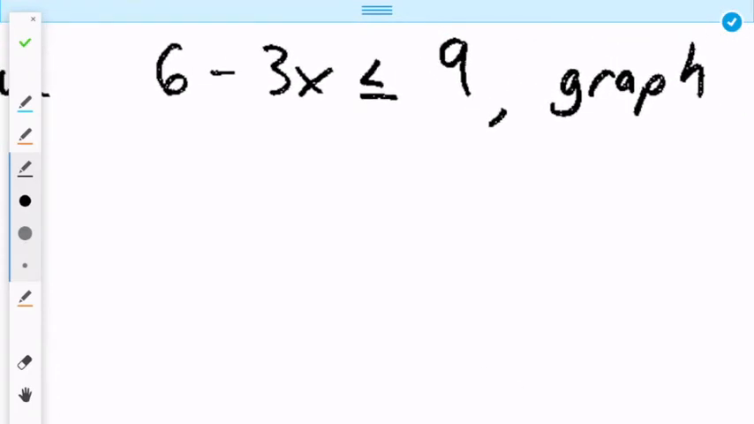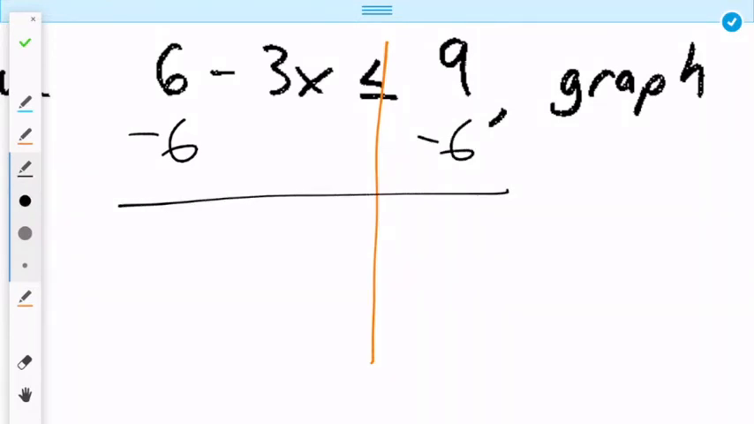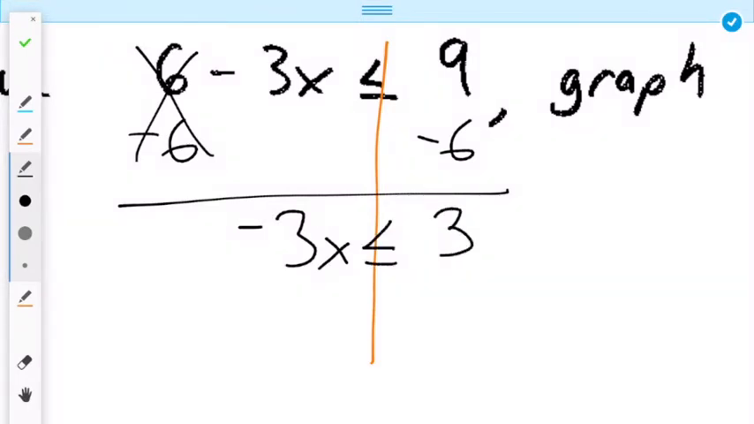Addition or subtraction? This is being added, so this is addition. So I'm going to subtract 6 from both sides to undo that. Now, this minus sign is still part of this 3x, so I want to keep it with it. And 9 minus 6 is 3. Bring the inequality symbol down as well.